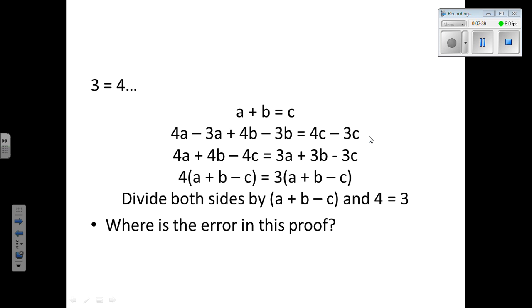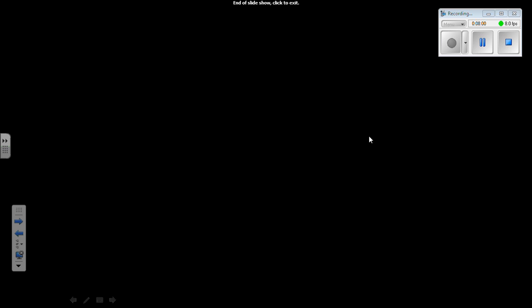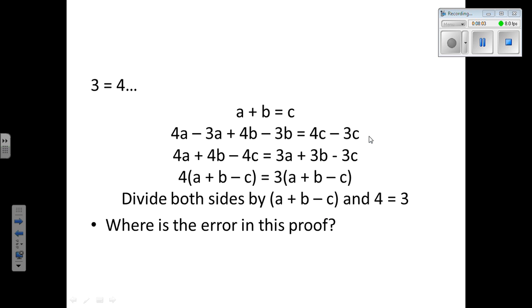Okay, I want you to give this one a shot, and then I want you to write your answer down for where the error is in the proof on the bottom of this page. And then I'm going to check it in class the next time. So 3 equals 4. Read it over, and then tell me where you think the error was. So your assignment is to do page 32 and 33 in class.